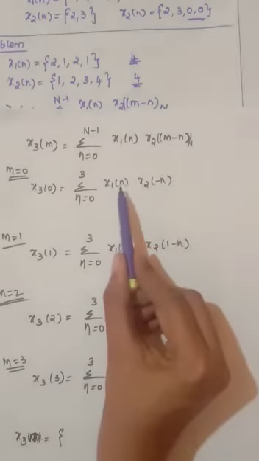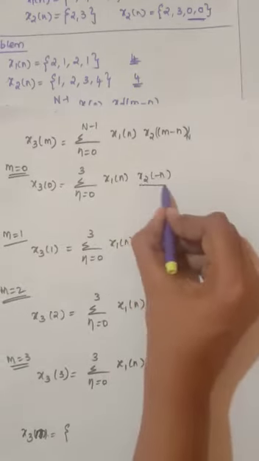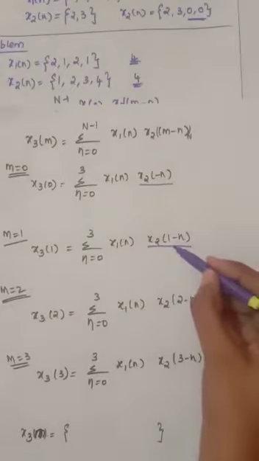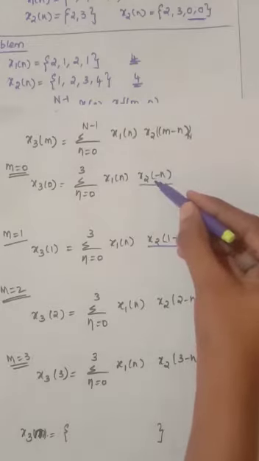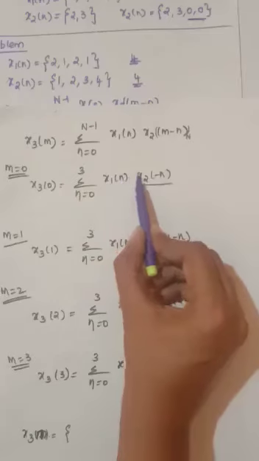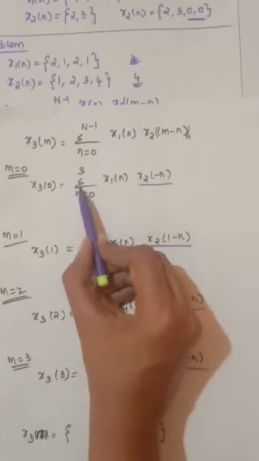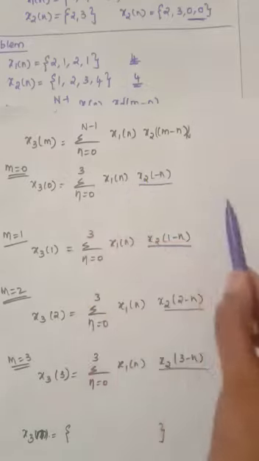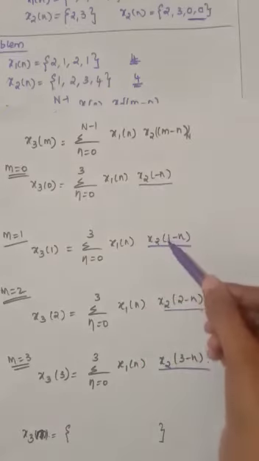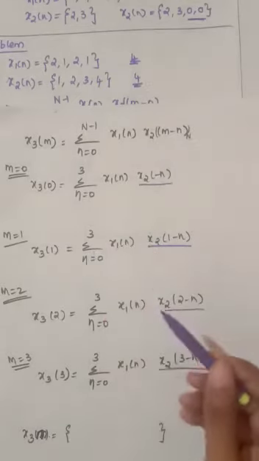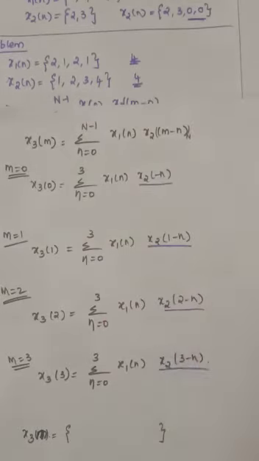So what operations do you need to do? First you need to do the x2 of minus n operation, which is nothing but the folding operation. Then we need to do the shifting operation, by shifting this x2 of minus n one time. Then x2 of 2 minus n we need to perform, then x2 of 3 minus n. Then we need to perform multiplication of these two input sequences, and finally summation. So you need to perform folding, shifting, multiplication and summation. Similarly, I am going to repeat this for these two sequences.